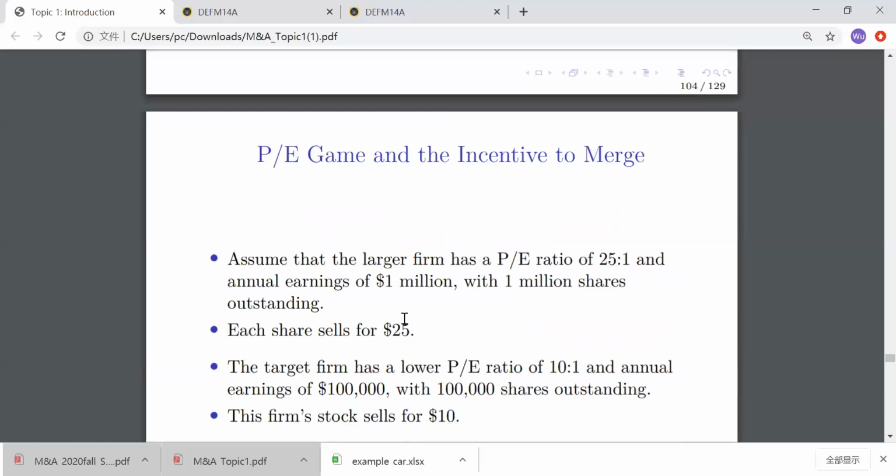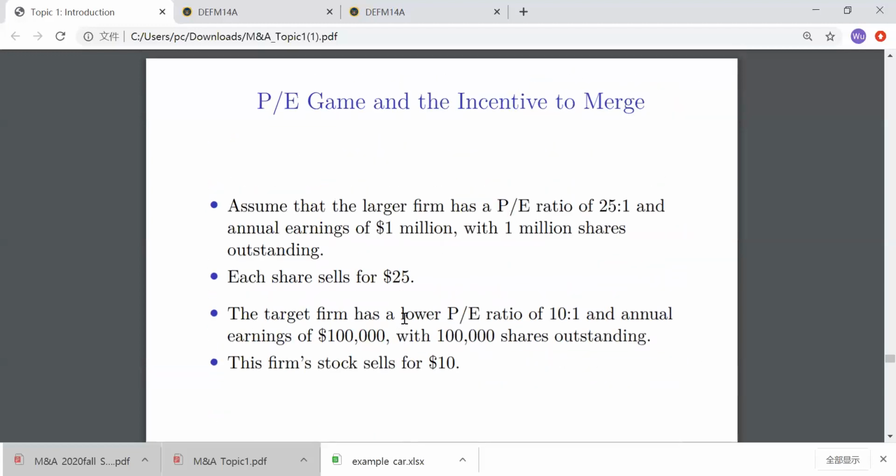Now we're going to look at how this game works. How do acquirers use acquisitions to increase the PE ratio? Suppose there are two firms. The larger firm has a PE ratio of 25 to 1. The annual earnings are 1 million, there are 1 million shares outstanding, and each share is $25. There's another firm, the target firm, which has a lower PE ratio of 10 and annual earnings of 100,000. There are 100,000 shares outstanding, and the stock is $10 per share.